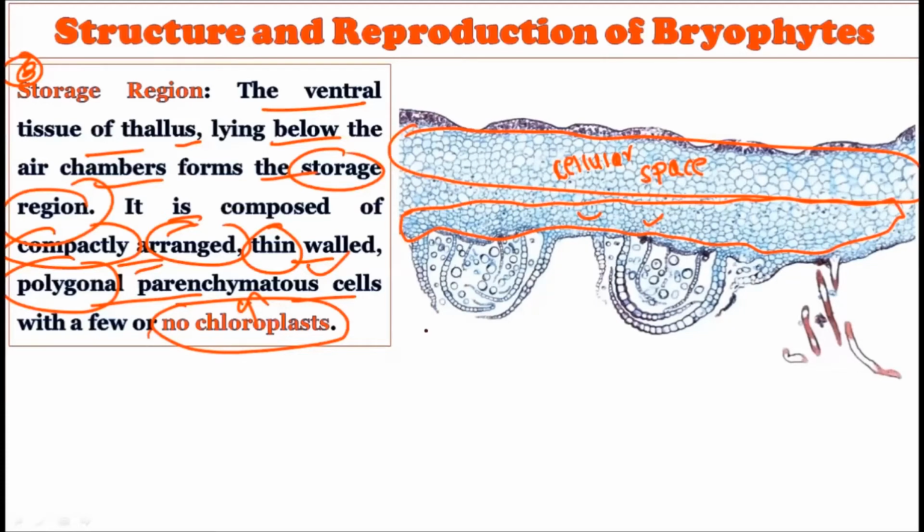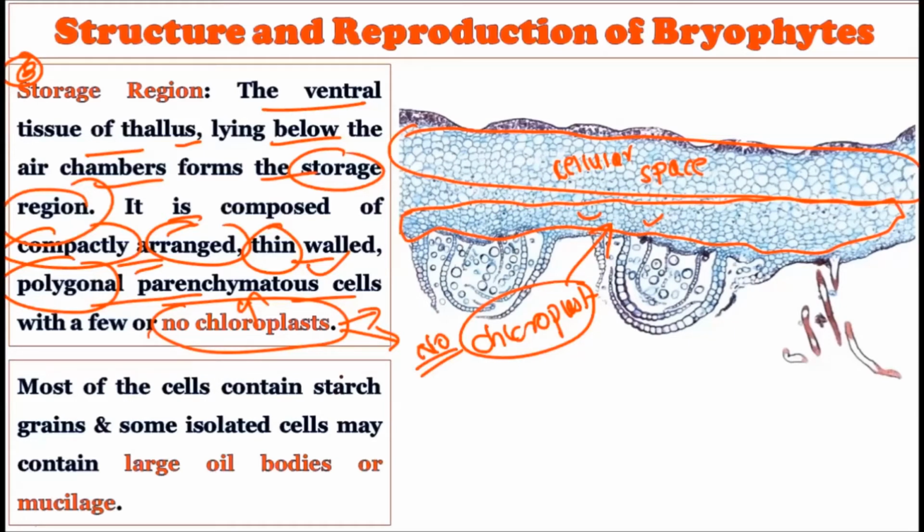Okay, just like in the photosynthetic region we find heavy presence of the chloroplast, but in the storage region there is nearly no chloroplast. Okay, chloroplast is not present there, and this absence of chloroplast in the storage region makes it a non-photosynthetic region. That is, this region is not able to produce the photosynthetic product. Then for what is it used? Okay, for what purpose is it used? As the name suggests, it is the storage region. Okay, now see what they store. See, most of the cells contain starch grains.